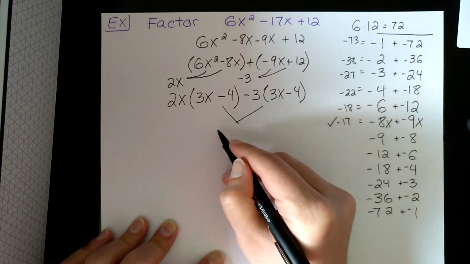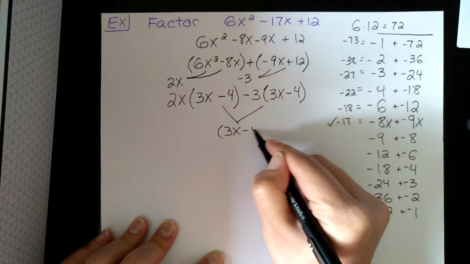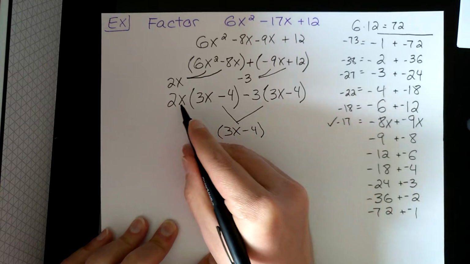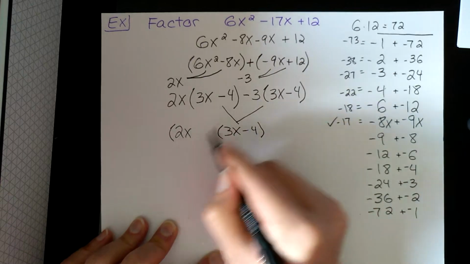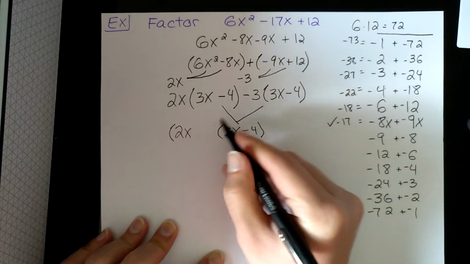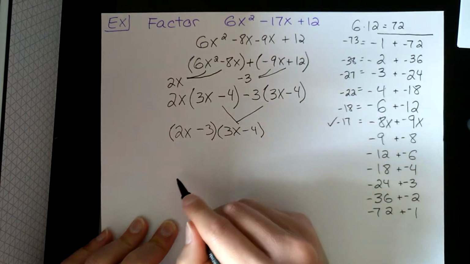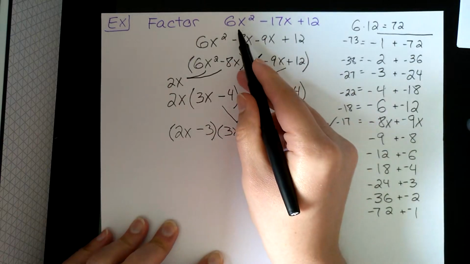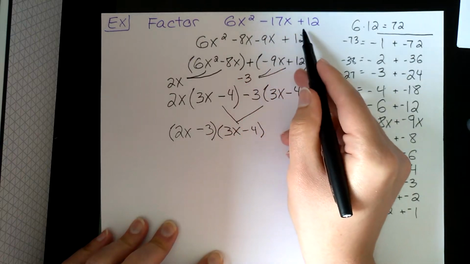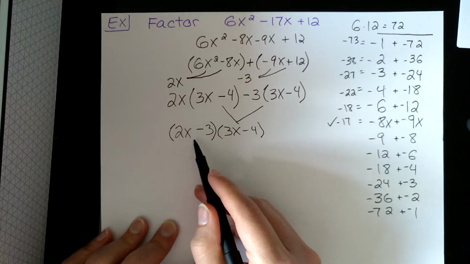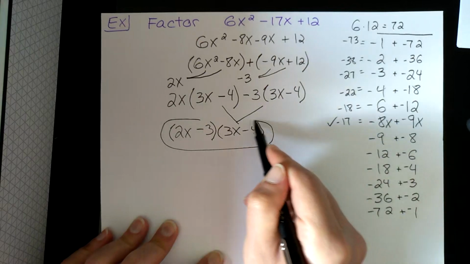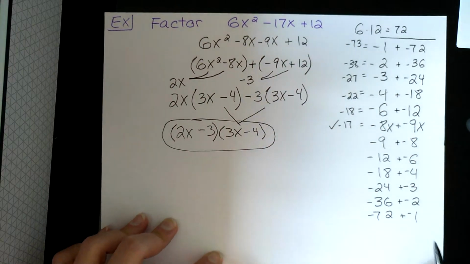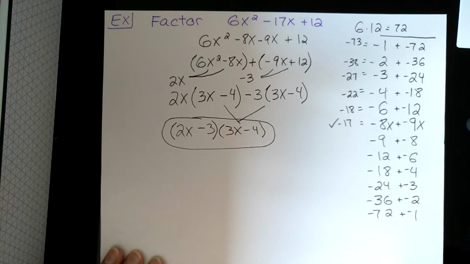Now we can factor it out. And what's left in the first term? 2x. What's left in the second term? Just the minus 3. So the factored form of 6x squared minus 17x plus 12 is 2x minus 3 times 3x minus 4. And that is completely factored. There was absolutely no guessing involved.